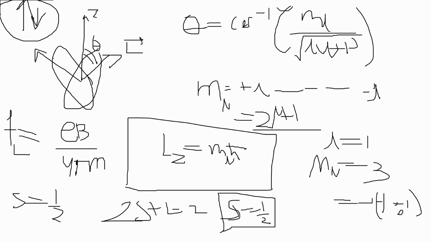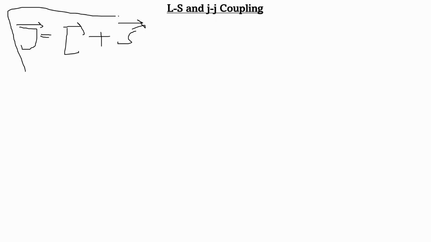Due to the discovery of the orbital quantum number and spin quantum number, we found that when a magnetic field is applied, these precess around the applied magnetic field, and due to the interaction between them, they form a new quantum number, J. This is the total angular momentum of the electron, which is the summation of orbital angular momentum and spin angular momentum, the J vector, which is L vector plus S vector.